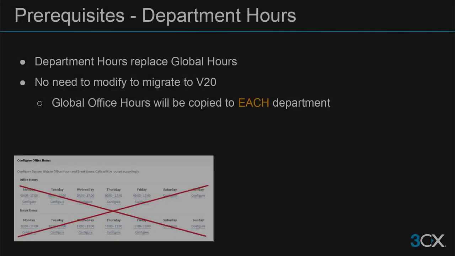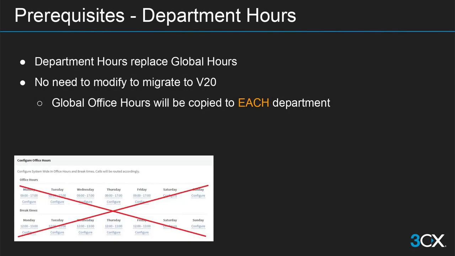Another prerequisite is the setting of the department hours. The department hours will replace the global hours in 3CX version 20. It is good to do the migration preparation before you start the upgrade. Go and get your global office hours, go to your departments, define office hours.